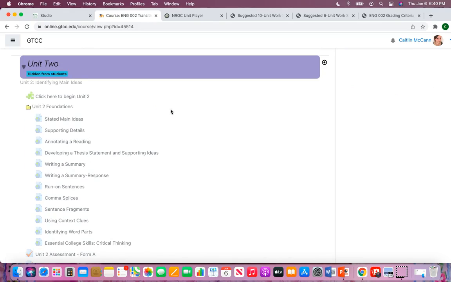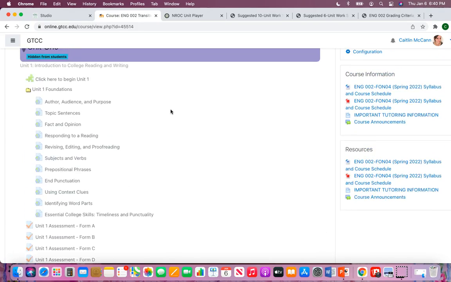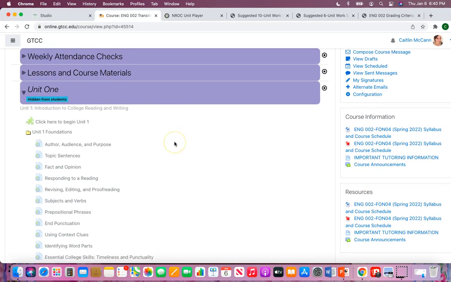So because each unit, again, things you learn in Unit 1, you will apply to Unit 2, but each unit tries to focus on a very particular concept. So the foundation resources will reflect that particular concept, and there will also be some grammar and punctuation things involved. So these foundation resources are super important, and you really need to use them.